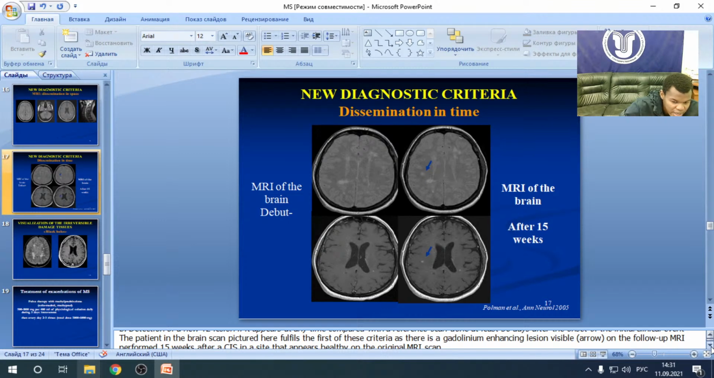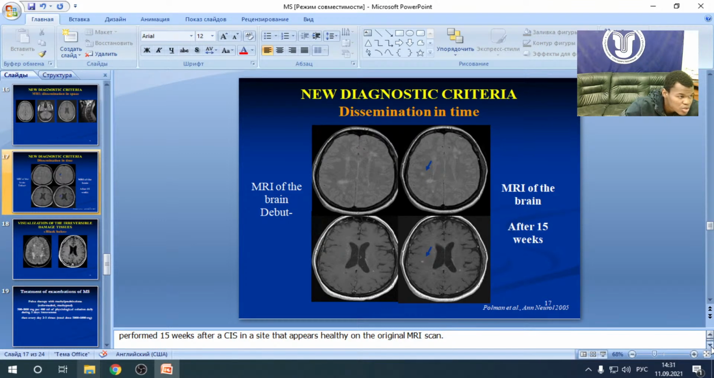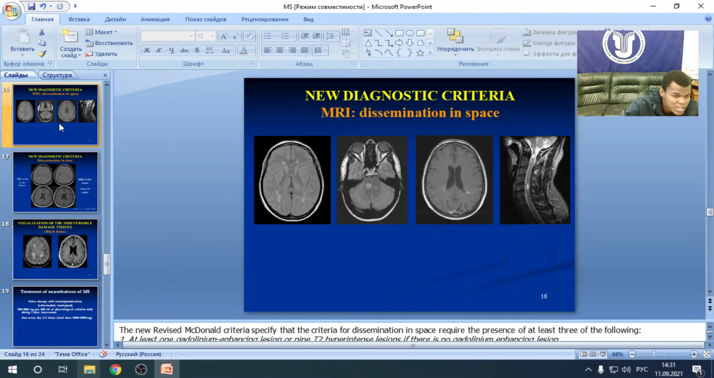Dissemination in time. And when we talk about space, dissemination in space, we are going to see them in different stages, in different areas. So here we are talking about space. So we have diagnostic criteria in space and in time, right?